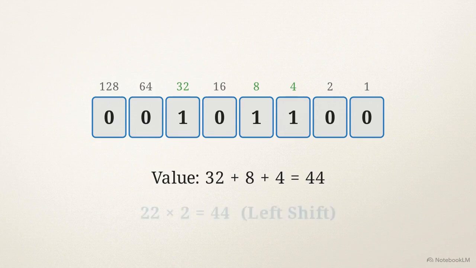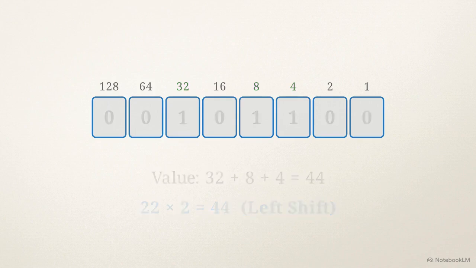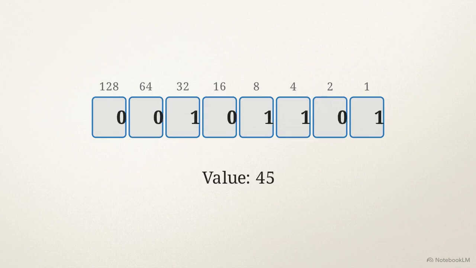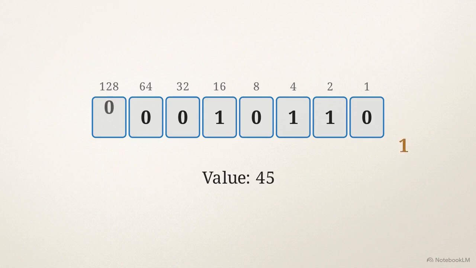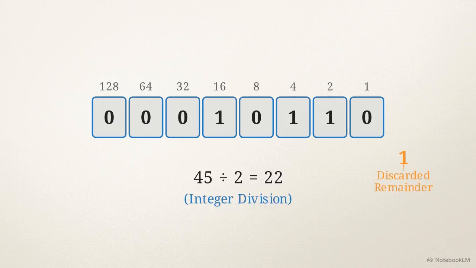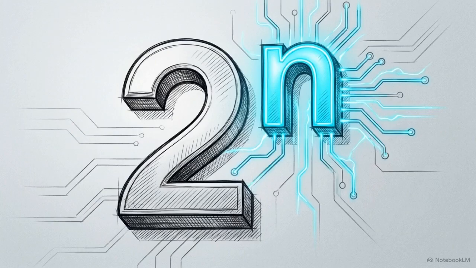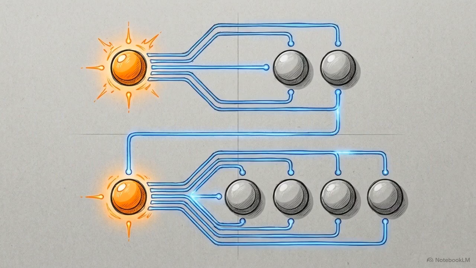The reverse operation works the same way. In a logical right shift of one place, the entire sequence moves right. The bit on the far right drops off. A 0 fills the new gap on the left, and our total value is halved. Because any odd number will lose its final 1 when it drops off the edge, right shifts perform integer division. The fractional remainder is simply thrown away. Every shift scales the number by a power of 2. Shift left by 1, you multiply by 2. Shift left by 2 places, you multiply by 4.